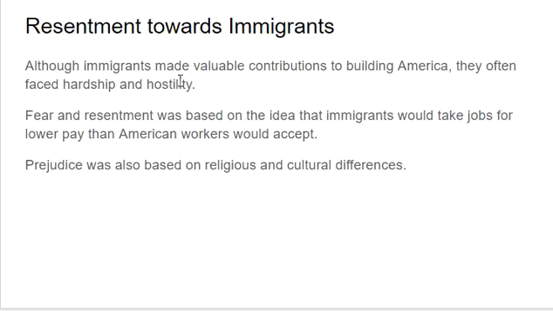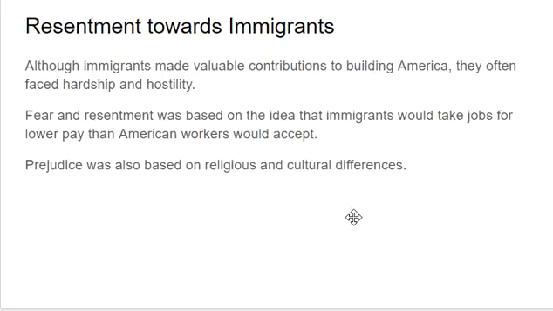And resentment towards immigrants continued. So although immigrants made valuable contributions to building America, they often faced hardships and hostility. And fear and resentment was based on the idea that immigrants would take jobs for lower pay than American workers would accept. So there were a lot of Americans during this time that felt that maybe immigrants would take the same job that they have, but they would work for less money. So that built resentment. And there was also prejudice.